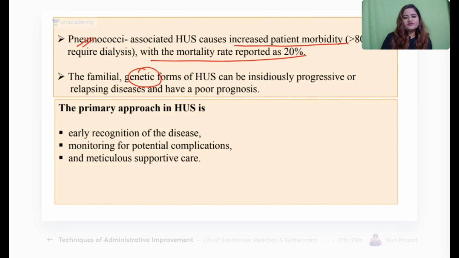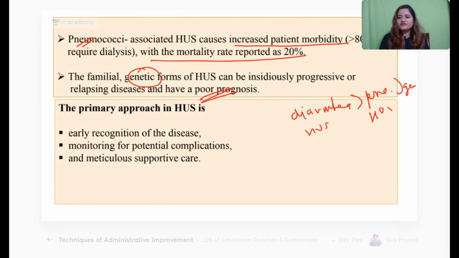However, जो genetic forms of HUS है, they have a very bad prognosis because they are progressive and relapsing diseases as well. ठीक है. So diarrhea associated HUS का सबसे अच्छा prognosis है, followed by this pneumococcal HUS, and last by the genetic forms. Genetic forms of HUS, they have got very bad prognosis.